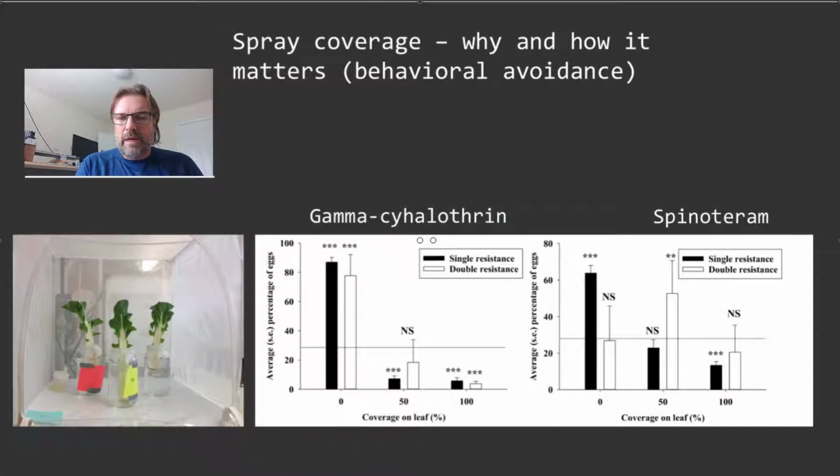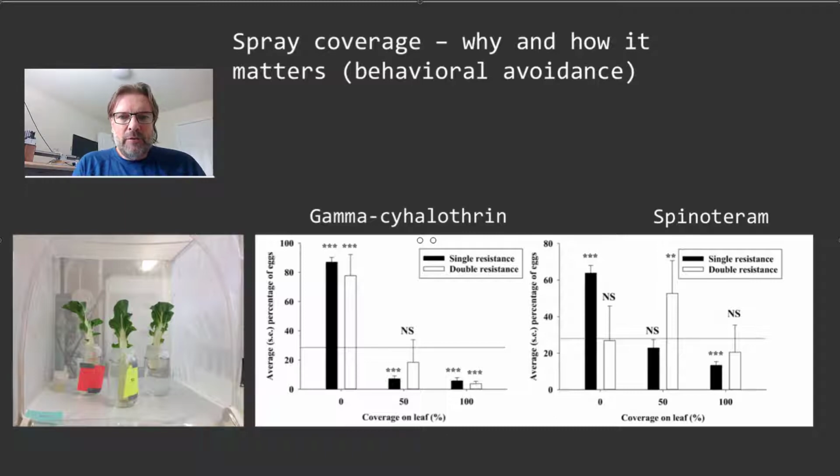Just to create a little bit of context here, I think it's important to start by looking at why spray coverage is actually important. Why is it so important that this product that's being applied is ending up in the crop and not somewhere else? And we have performed some very, very simple experiments which underscore the whole idea here.